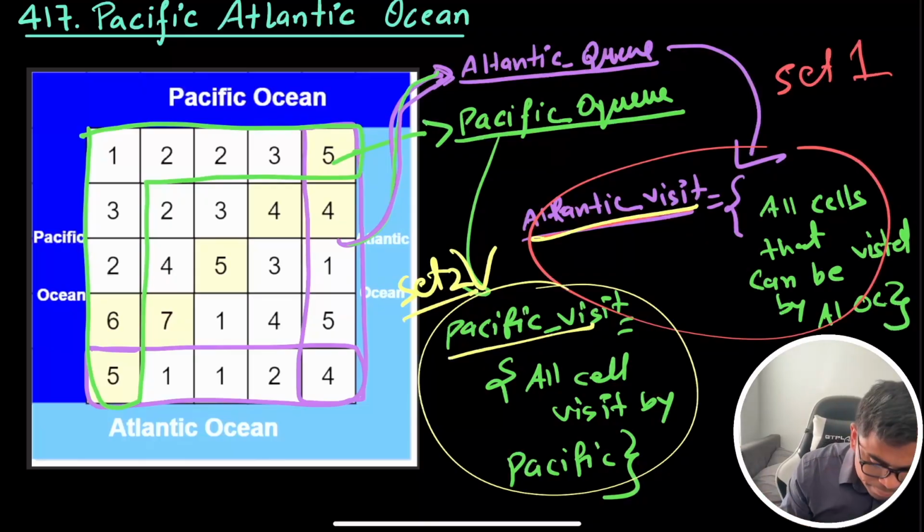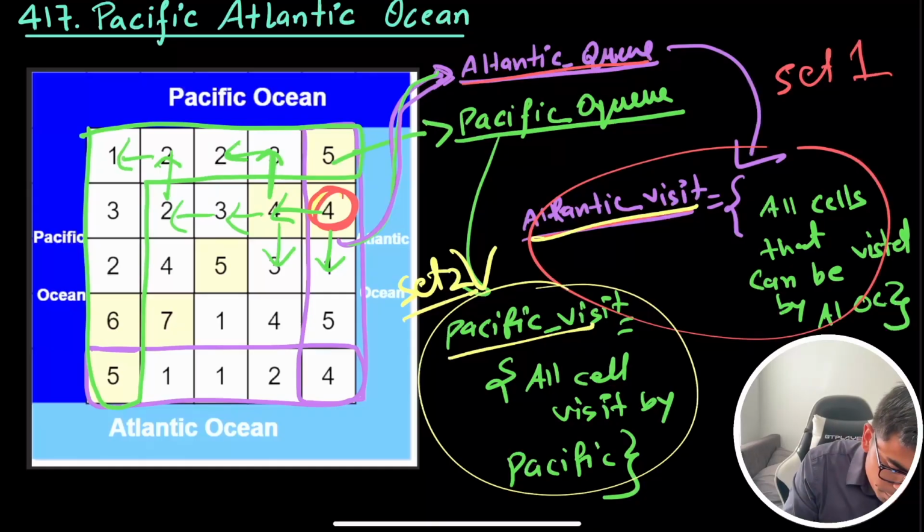So let's say for example, we were exploring, using BFS, this particular cell as part of Atlantic queue. What are the cells you can visit from 4? So you can visit 4, then you can visit 1, then you can visit 3, then you can also visit 2, then you can visit this 2, then you can visit this 3. So these are the cells that you can visit, and you can also visit this 3, and then this 3 can visit this 2. And also one more thing right here.